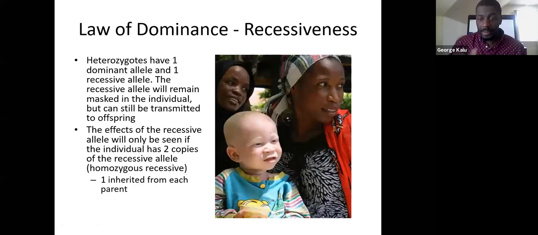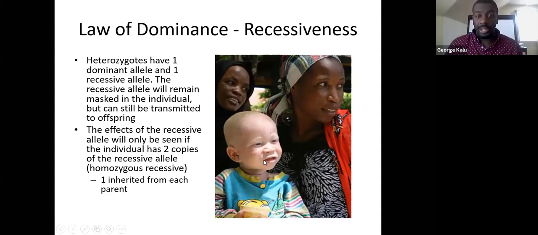All right. So that is going to bring us to recessive conditions. Like we mentioned, heterozygotes will have one copy of the dominant allele and one copy of the recessive allele. However, even though they still have the recessive allele, they're still able to pass on that recessive allele to their offspring, even though they're not expressing it. An example of that is with albinism. Albinism, or being albino, is a recessive condition. It's an inherited recessive condition.